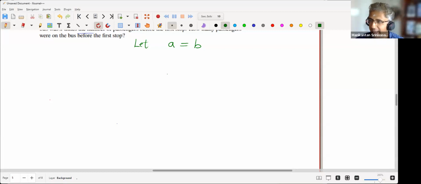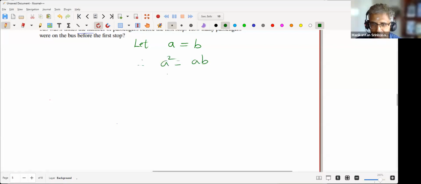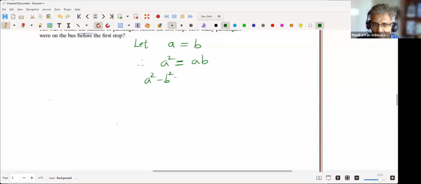Correct. Okay, let a equal to b. Therefore, a square equal to ab. I'm multiplying both sides by a. Okay, agreed or not? Yeah, you can say agree or disagree. Fine. Therefore, a square minus b square is ab minus b square. Agreed or disagree?